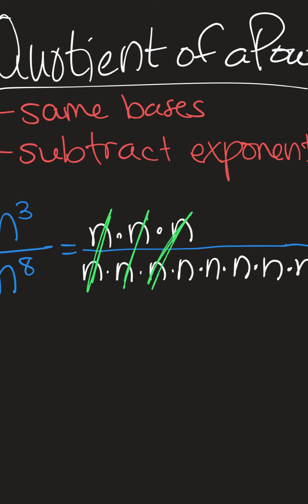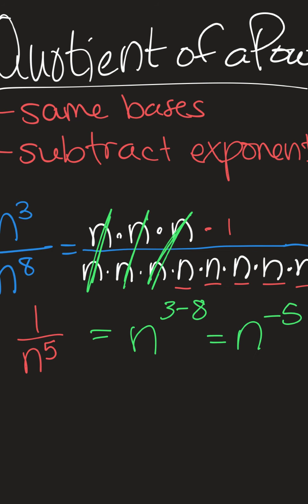Now, what I have left is an imaginary 1 up top. I have 1, 2, 3, 4, 5 n's in the denominator. So I have 1 over n to the 5th, or 1 over n times n times n times n times n. I can see that this works if I take n to the 3 minus 8. Now remember, 3 minus 8 gives us negative 5. N to the negative 5. And our negative exponents move our base and exponent to the opposite side of the fraction bar to make it a positive exponent.